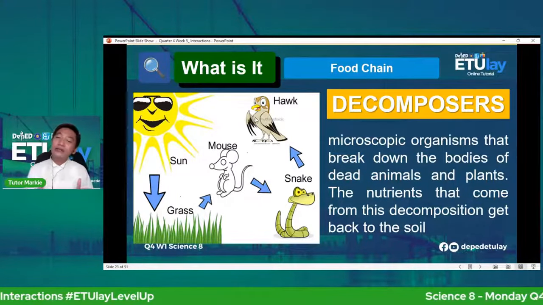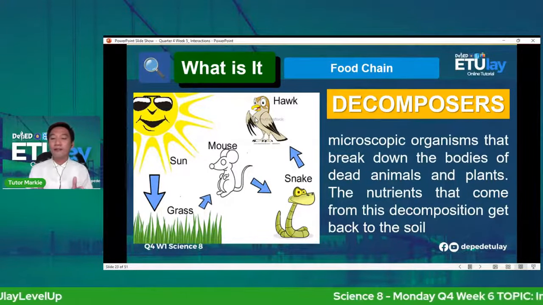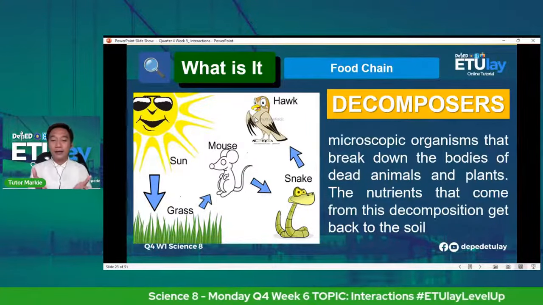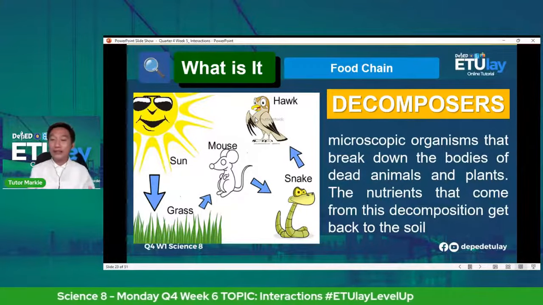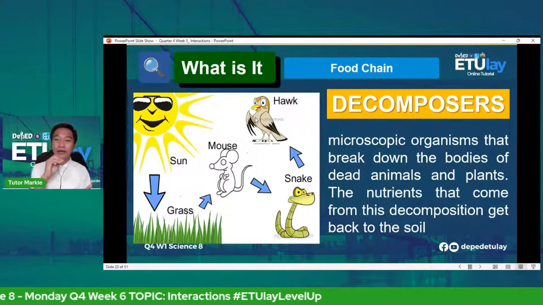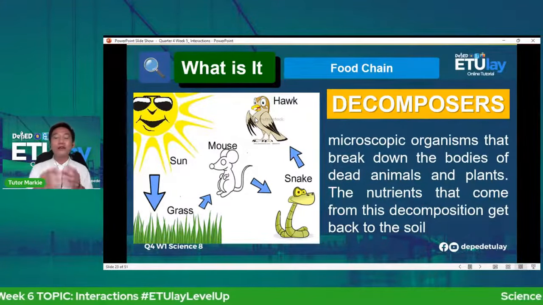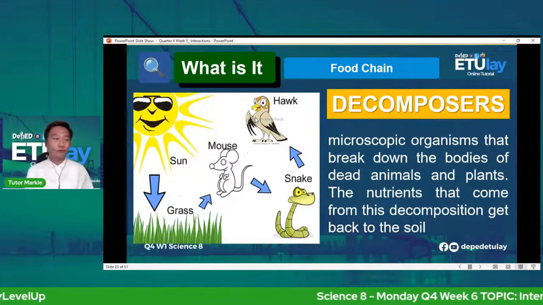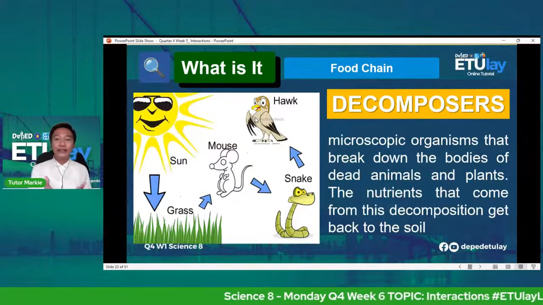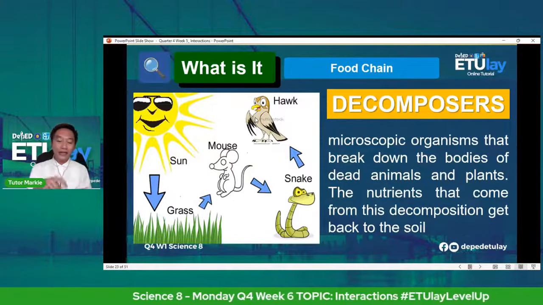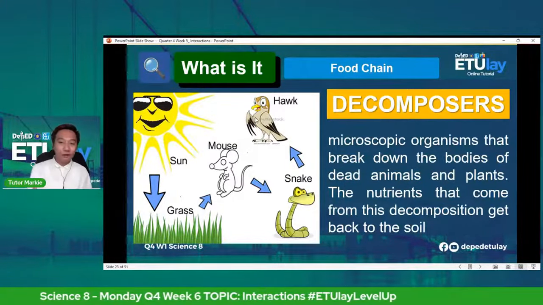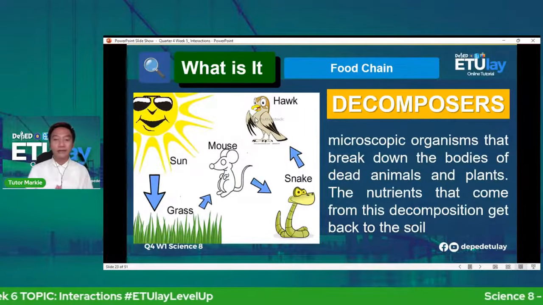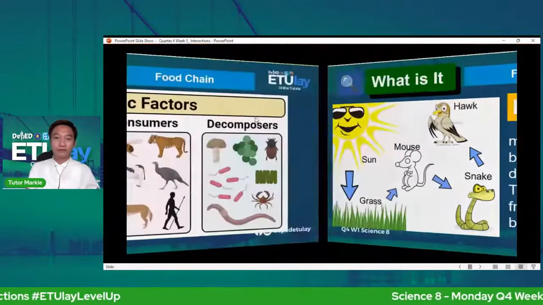Kumbaga, kapag tumanda na si hawk or there will be a time na namatay si hawk, syempre made-decompose yung body niya. So, kakainin yun ng mga different microorganisms. Yung different microorganisms na yun yung considered as decomposers. Kumbaga, kung namatay na yung hawk dito sa example natin, kakainin yung dead body ng hawk. So, ang kumakain nun ay yung different microorganisms that are considered as decomposers.